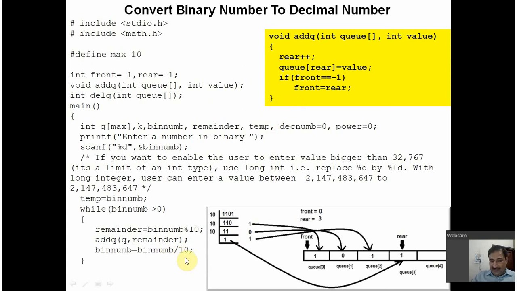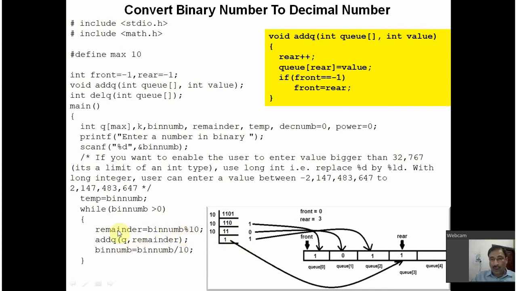11 divided by 10. The answer is 1.1. It is truncated to 1. The while loop again will execute. 1 greater than 0? Yes. 1 is divided by 10 and the remainder is assigned to remainder variable. 1 cannot be divided by 10. So the whole 1 digit is assigned to remainder.